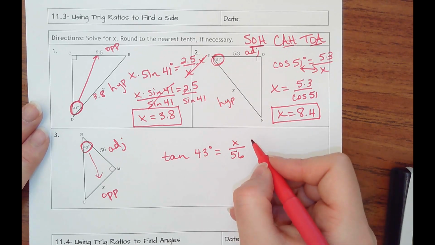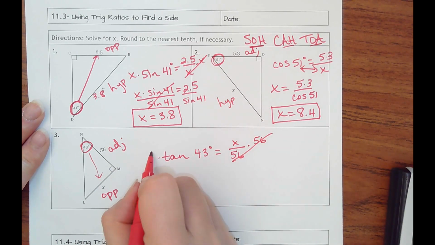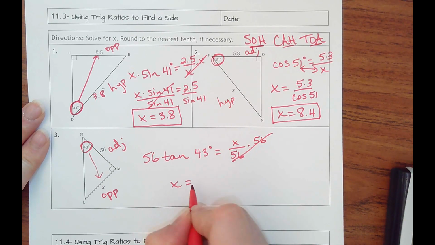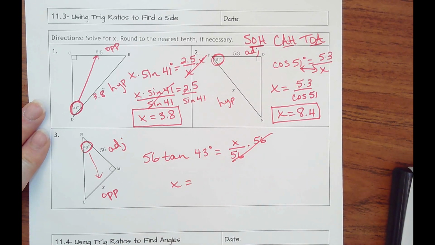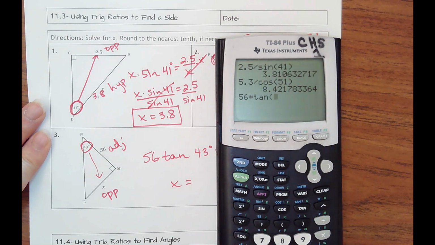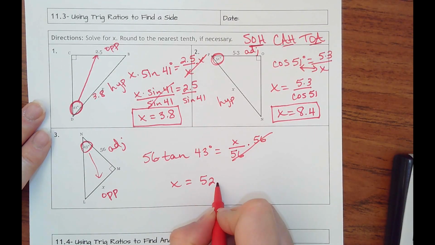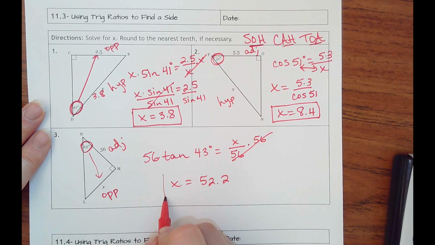Okay, this time x is in the numerator. These are easier to solve. You're just multiplying by the denominator of 56. So x is found by taking 56 times tangent of 43 degrees. And that would be 52.2. And that looks reasonable for that side as well.